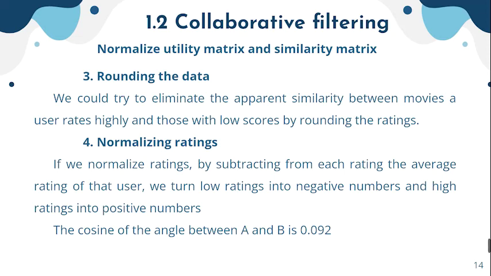And the final is normalizing ratings. If we normalize ratings by subtracting from each rating the average rating of that user, we turn low ratings into negative numbers and high ratings into positive numbers. If we then take the cosine distance, we could find that users with opposite views of the movies they have in common have vectors in almost opposite directions and are considered as far apart as possible. So the cosine of the angle between A and B is 0.092.